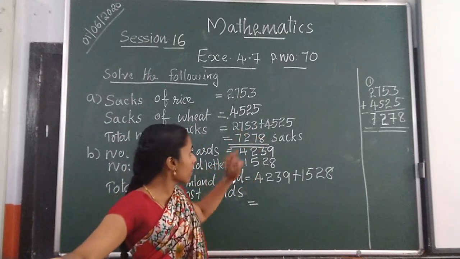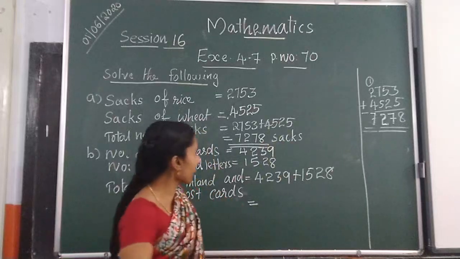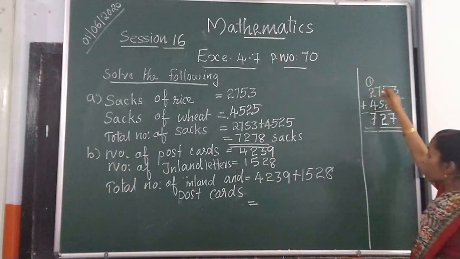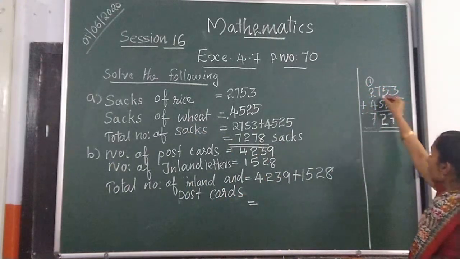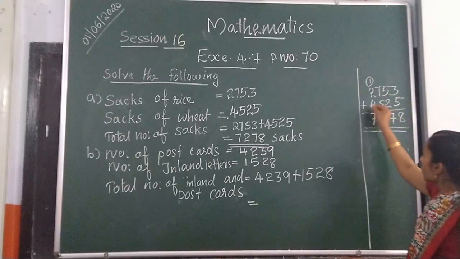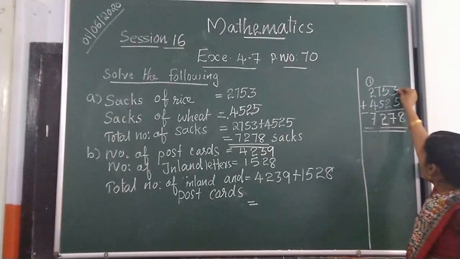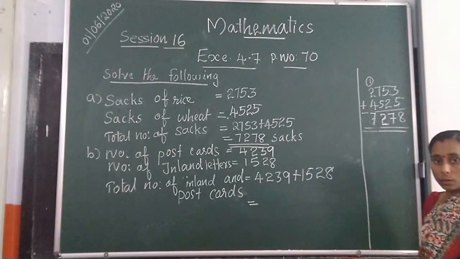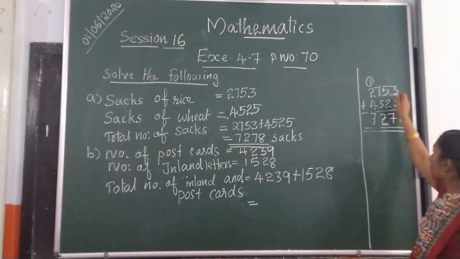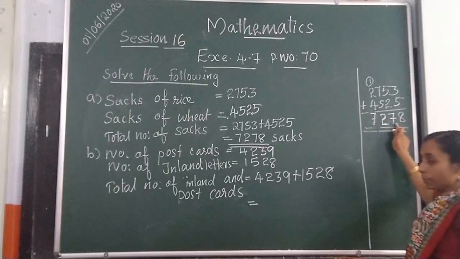2753 plus 4525. Here also we have to do the addition. We have to do it in the margin. 2753 plus 4525. First one, 3 plus 5 is equal to 8. Then 5 plus 2, 7.